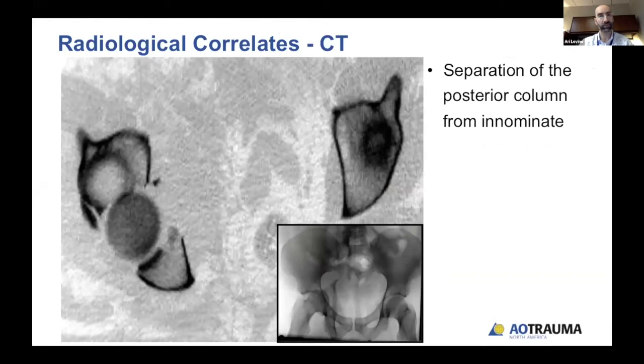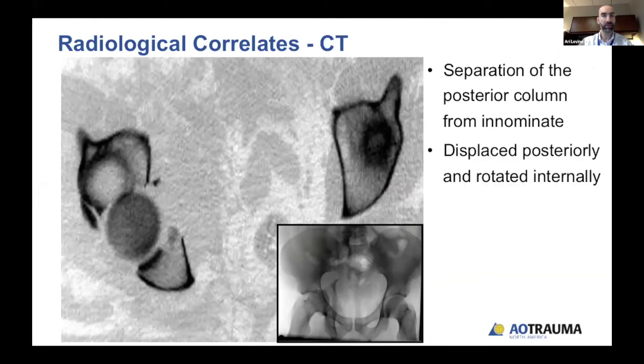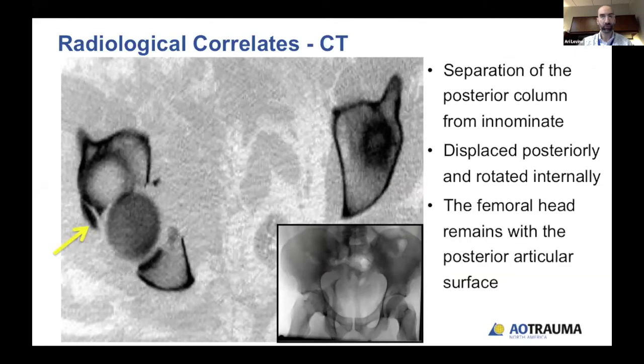Correlating this to what we would see on an axial CT scan, we can clearly see the separation of the posterior column from the innominate bone. The posterior column will be posteriorly displaced and internally rotated. The femoral head will remain in congruity with the posterior articular surface. It's very common to see some fragmentation or comminution along the fracture line itself, and it's important to recall that this does not represent a true posterior wall fracture as the posterior capsule is intact.